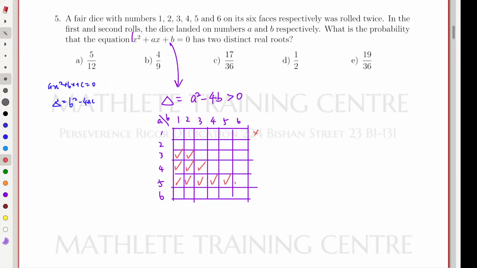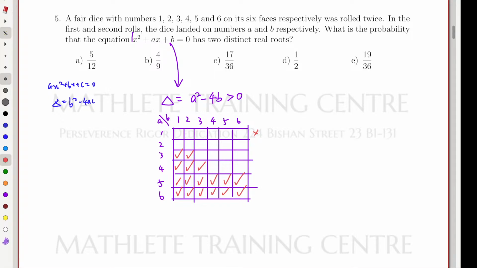And, oh, sorry, the last one as well. 25 minus 24 is also bigger than 0. I almost forgot about that. And finally, 36 minus away 4, 8, 12, 16, 20, and 24 are also going to be bigger than 0.